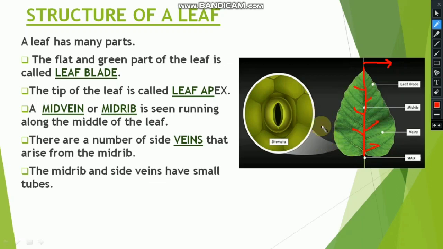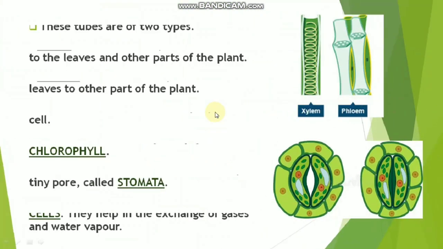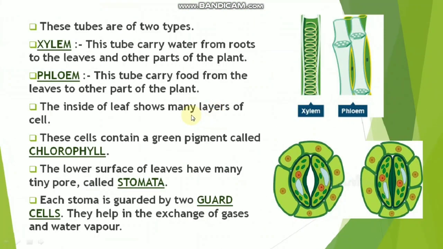Now this midrib and midvein has small tubes. Now what types of tube? These tubes are of two types. One is xylem and the other one is phloem. Xylem. What is the function of xylem? This tube carry water from root to the leaves and other parts of the plant. It carries water from the roots to the leaves and other parts of the plant.